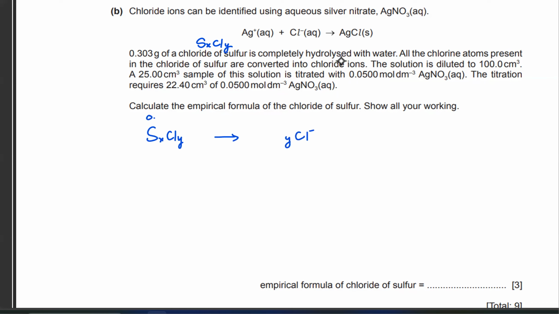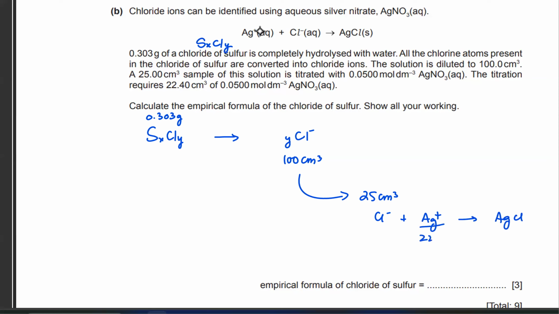They've given me the mass of this, 0.303 grams. Now the solution is diluted to 100 cm cube. So he adds water and makes a 100 cm cube solution out of it, and then only takes a 25 cm cube sample. He takes 25 cm cube of this, which has Cl ions, and he titrates it with silver nitrate. So this is the reaction that's given. The silver ions will react and form a precipitate of AgCl.